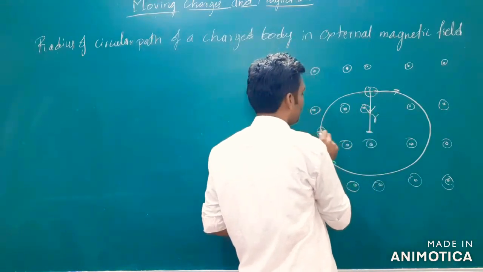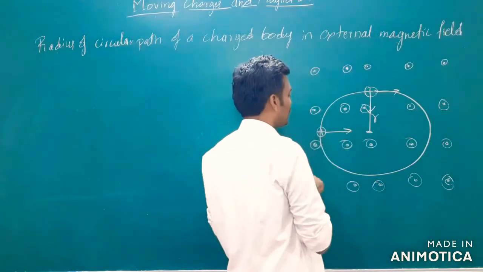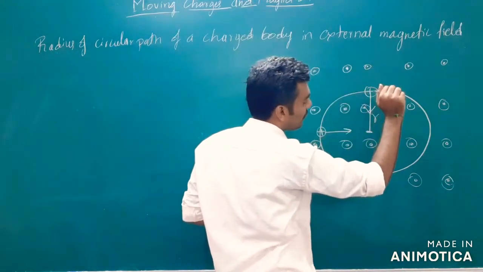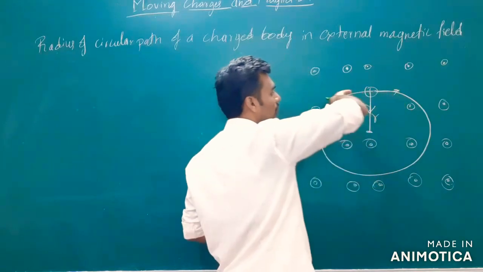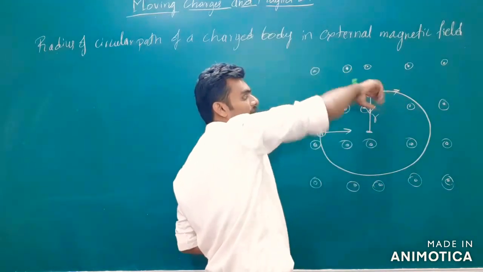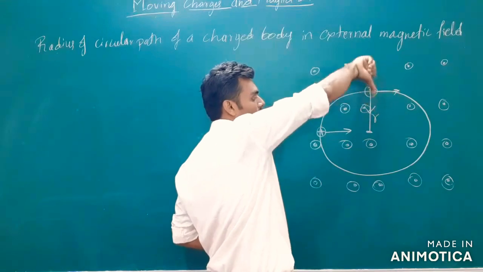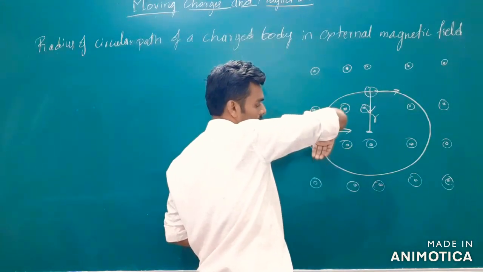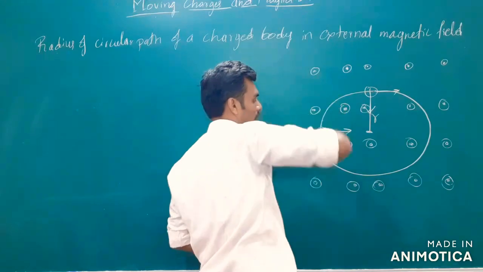If the body is like this, the magnetic force is like this. Try to imagine. See, V cross B, out of the board now. So it is V cross B, because B is out of the board this time. V cross B downwards.